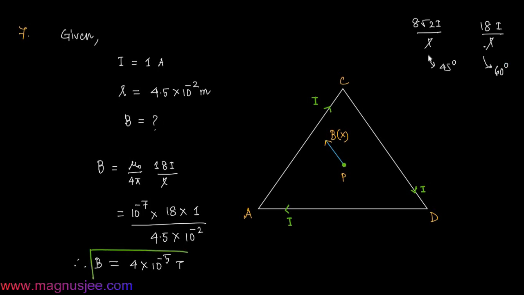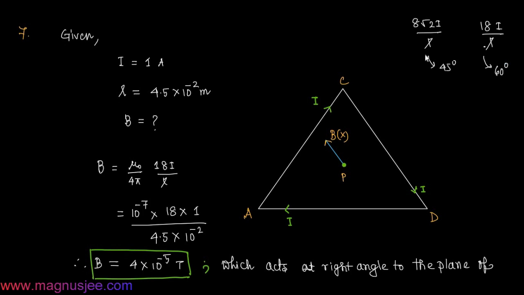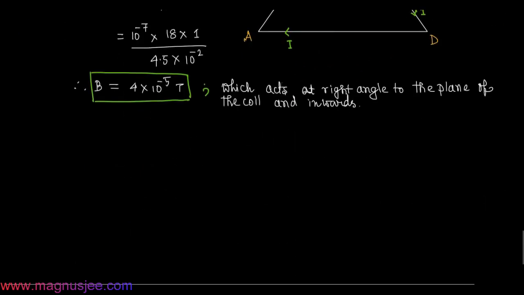B is equal to 4 into 10 to the power minus 5 Tesla, which is the magnetic field induction at the centroid of the current carrying triangular coil. B acts at a right angle to the plane of the coil and inwards.